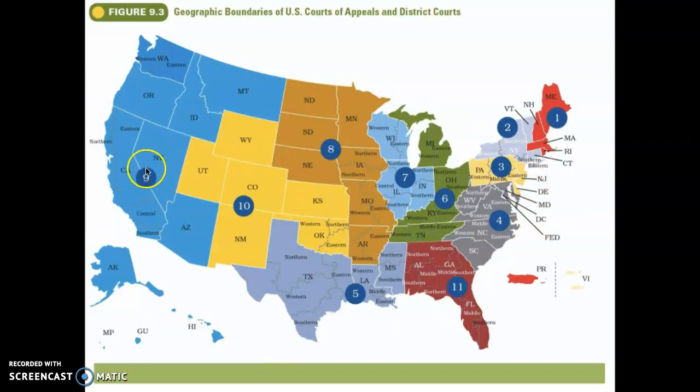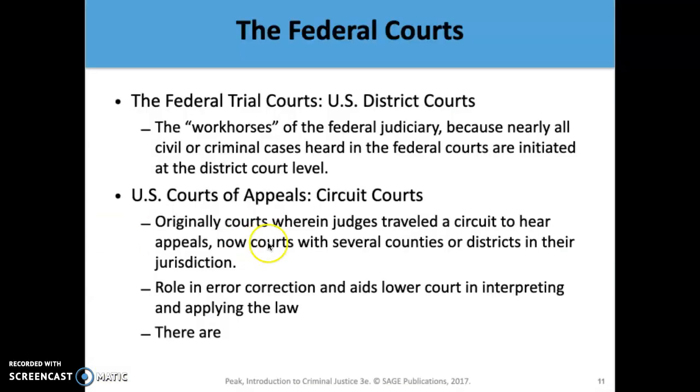Same way with the 9th Circuit. If the 9th Circuit makes a decision on a case in Washington involving search and seizure issues, then that ruling applies to all states that comprise the 9th Circuit, and that's quite a few, as you can see. Okay, so that's the interesting fact about the circuit courts within the federal system. But again, they have a job, and that is error correction and making sure that lower courts apply the law correctly. Okay.